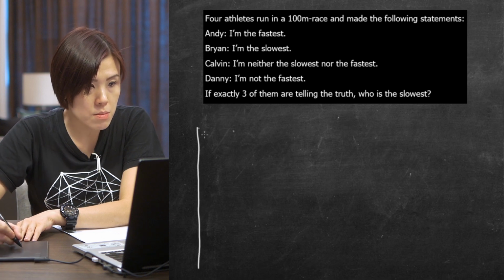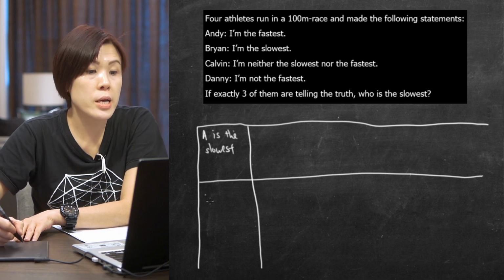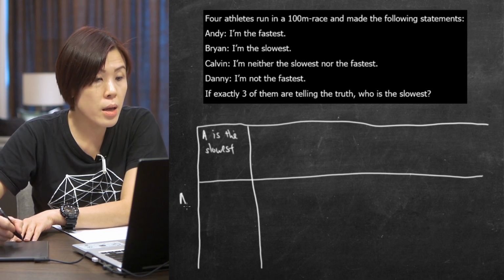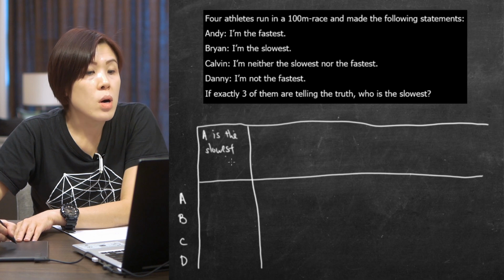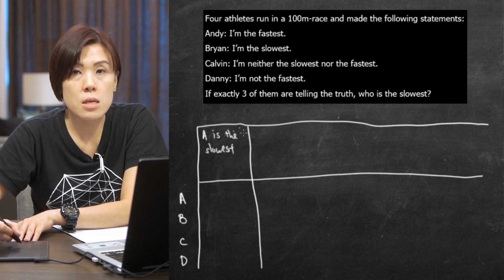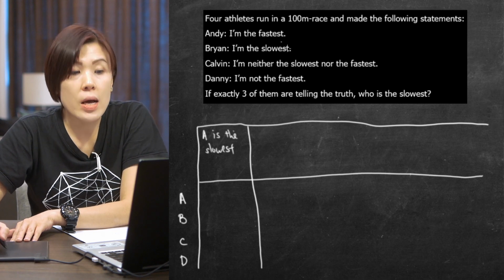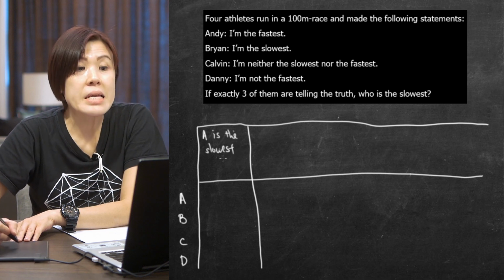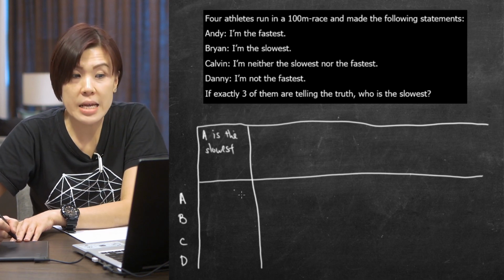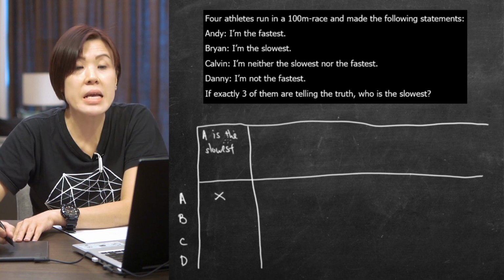So the first assumption is A is the slowest. So we try to study their conversation. I will just put A, B, C, D. Okay, now our first assumption is A is the slowest. And what Andy says is, I'm the fastest. But now our assumption is Andy is the slowest, but he said that he is the fastest. So he was actually lying. So I will just put a cross here.